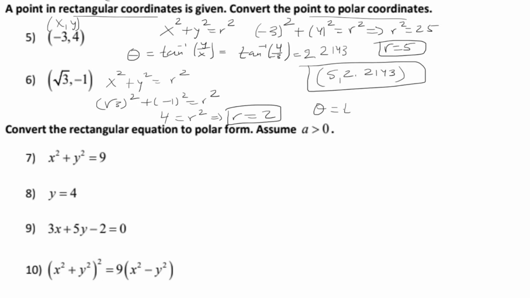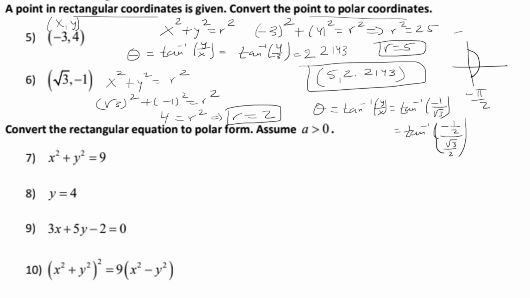For theta, we're going to take the inverse tangent of y over x, which in our case, y is -1, x is √3. So you can use a unit circle here. We would write this in terms of -1/2 over √3 over 2. And the way you think about it is, okay, this is y over x. And for inverse tangent, the range is between -pi/2 to pi/2, but you do not want to include -pi/2 and pi/2.